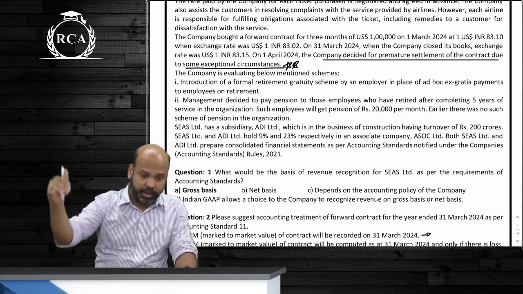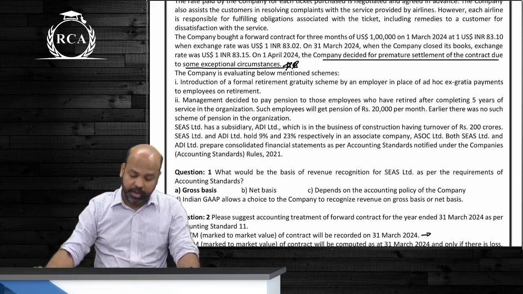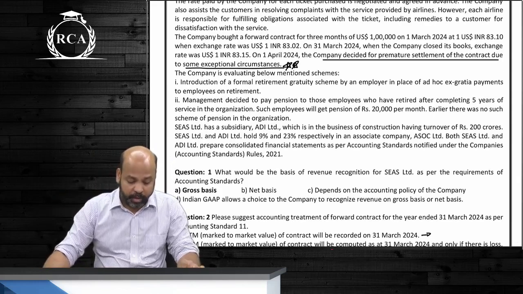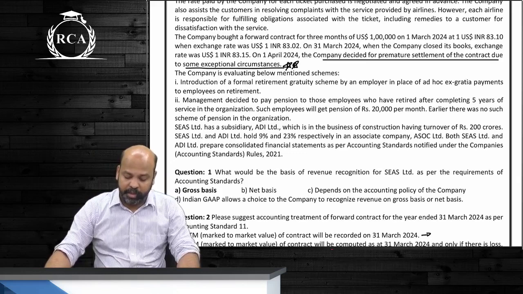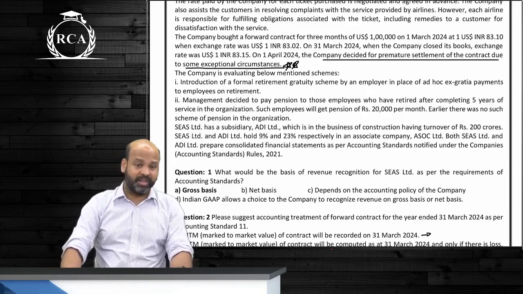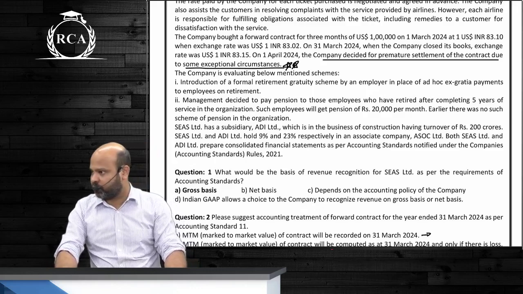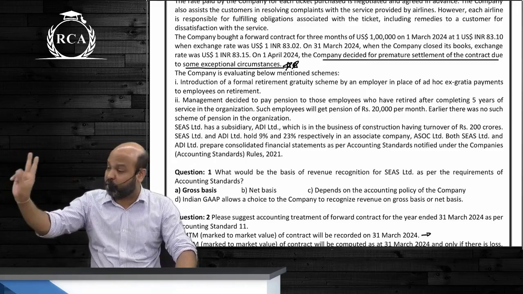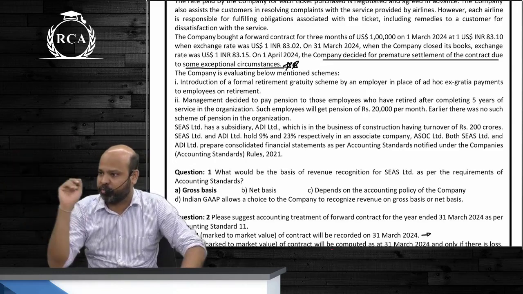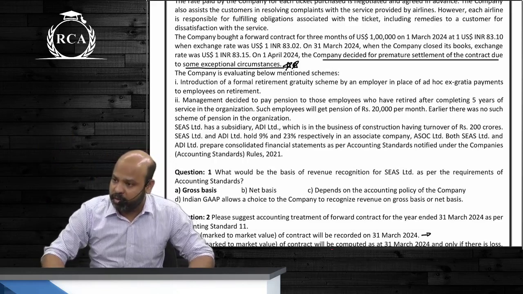Now continue reading. A company is evaluating the below mentioned schemes. Introduction of a formal retirement gratuity scheme by an employer in place of ad hoc ex gratia payments to employees on retirement. Alright guys, this is in relation to Accounting Standards 1 and 5. What are not changes in accounting policies? I told you, the most important part. There are two cases given.